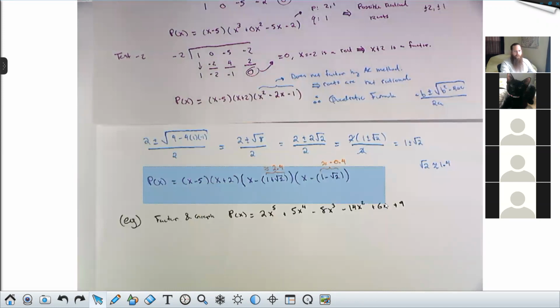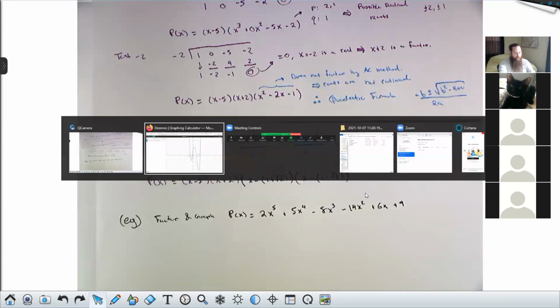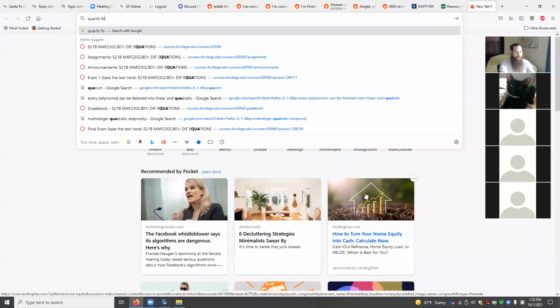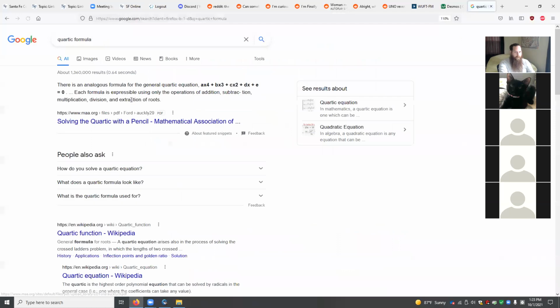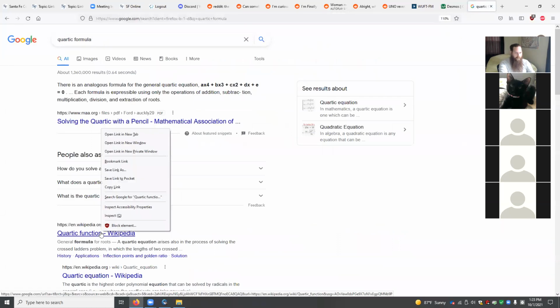The last problem we did was a degree 4 polynomial. And believe it or not, there is such a thing as the quadratic formula for a degree 2 polynomial. There is such a thing as a quartic formula for the degree 4 polynomial. It exists. I can show you. It's a little scary. Takes up several pages.